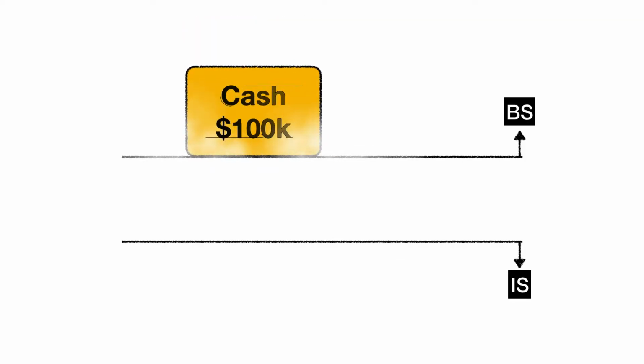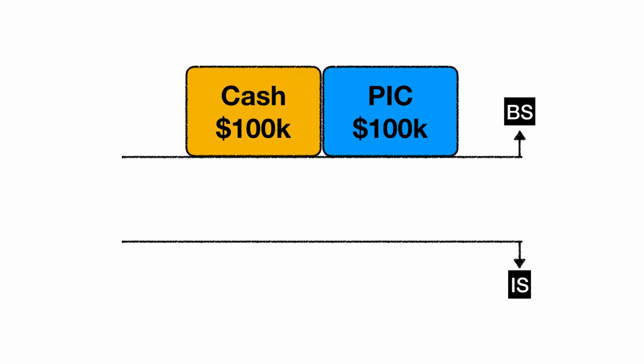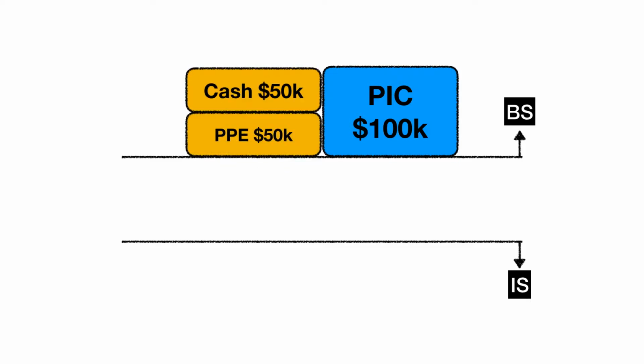Picture a company that has just raised $100,000 capital and obtained $50,000 property, plant and equipment, or PPE, such as machinery. Congratulations! The company is now ready to operate. In this video, we will look at what happens to the financial statements when a company makes revenue.